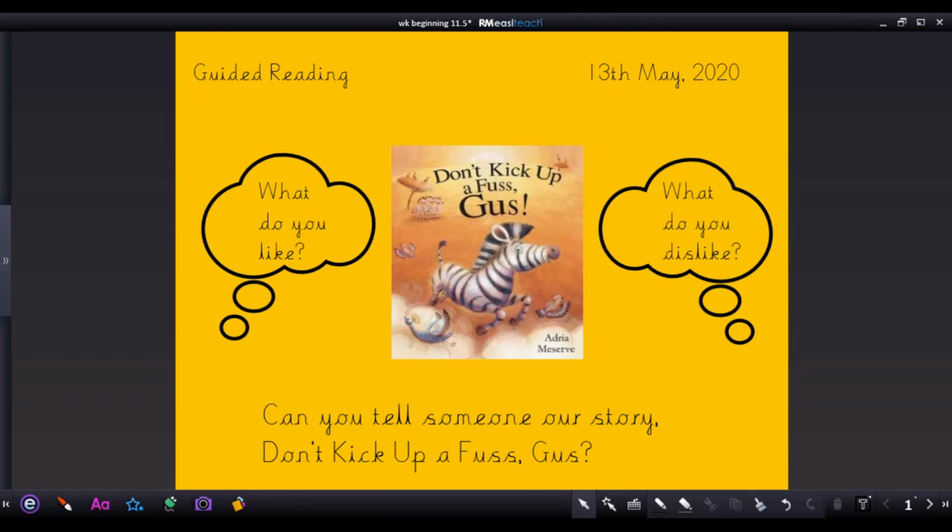Hello Year 1, it is Wednesday. Today we're going to be looking at our guided reading and our story Don't Kick Up a Fuss.